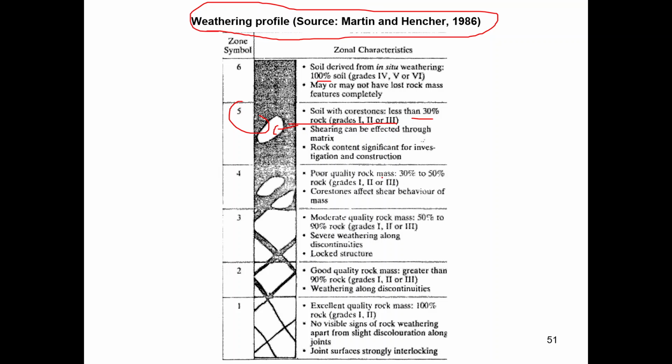So this is another type of classification based on the quantity of rocks, grade 1, 2, 3. Weathering grade 4 refers to 30 to 50% of rocks, and then for grade 3, 50 to 90, and then here not more than 90, then here 100% is rock. So this is another type of classification of weathering.